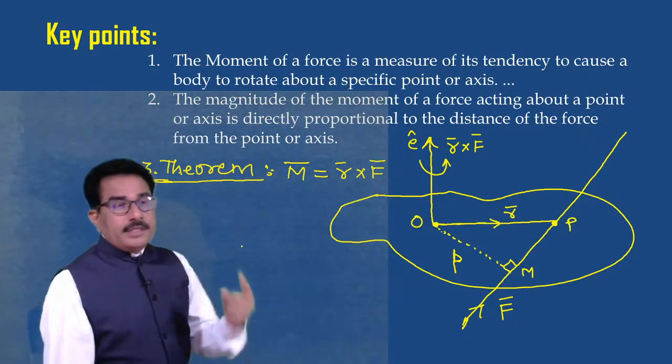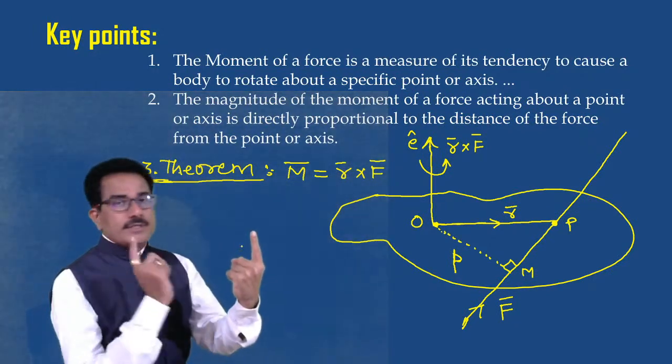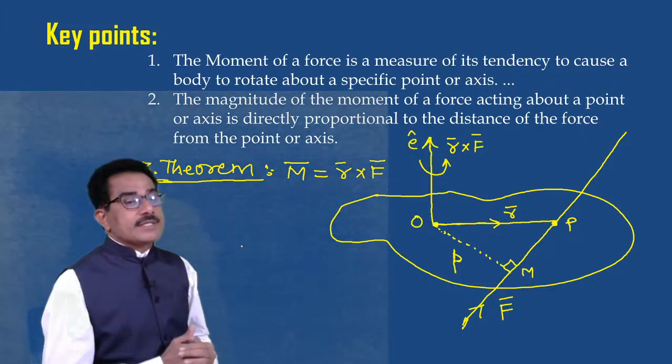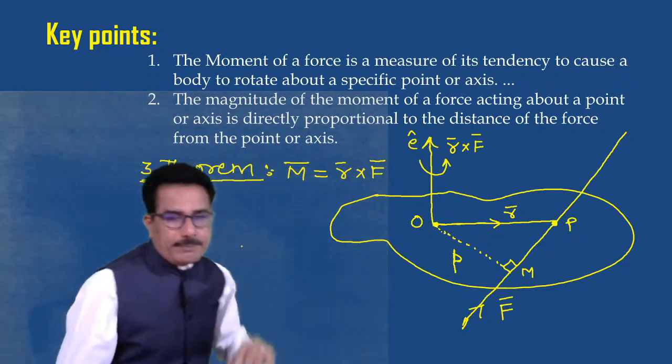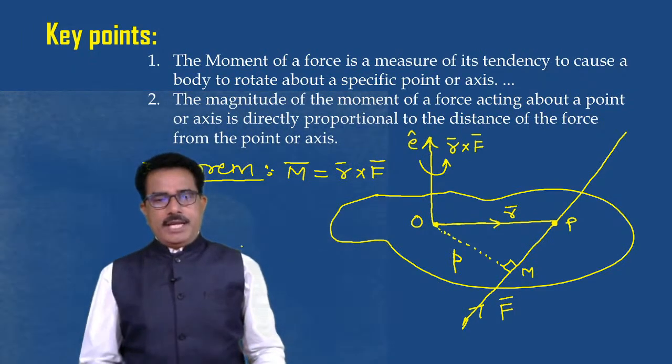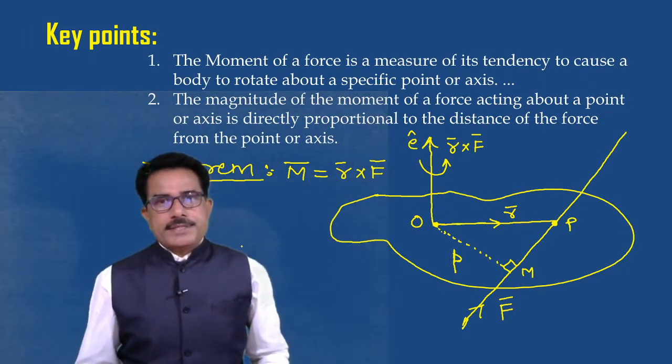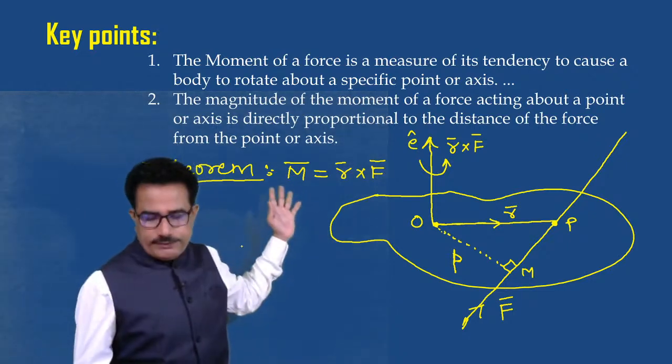And the axis of a rotation is, suppose, R bar cross F bar. Its unit vector is denoted by e cap. That's a unit vector, which we have shown as e cap. See this. So this is the first point.